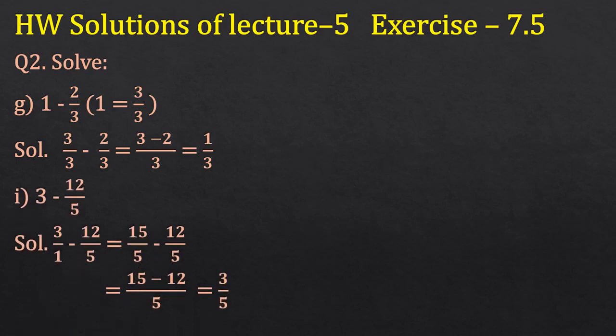I part, 3 minus 12 upon 5. In the starting of this chapter, I told you that we can write every whole number as a fraction also. That means we can write 3 as 3 upon 1 also. 3 is a whole number. When we write 1 in the denominator, it becomes a fraction. So it is 3 upon 1 minus 12 upon 5. But see, these are not like fractions because one denominator is 1 and the other denominator is 5. We have to make them like fractions. How do we make 1 into 5? Because we want 5 in the denominator. By multiplying it by 5.